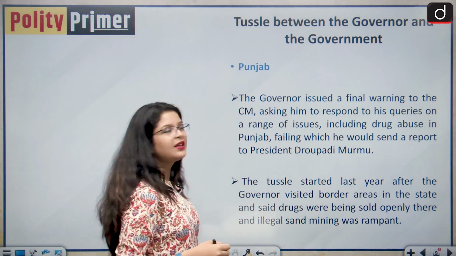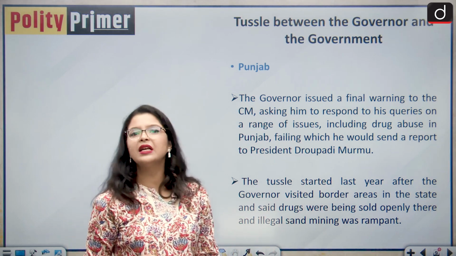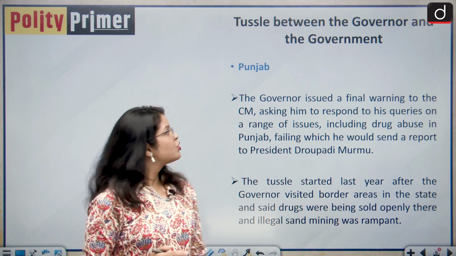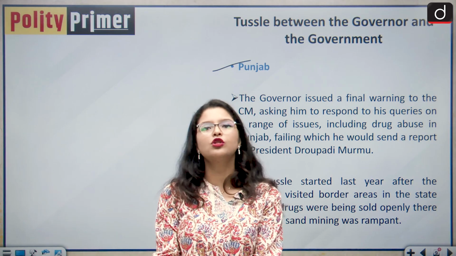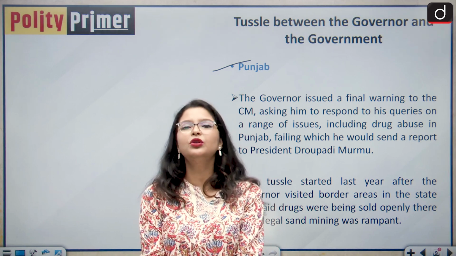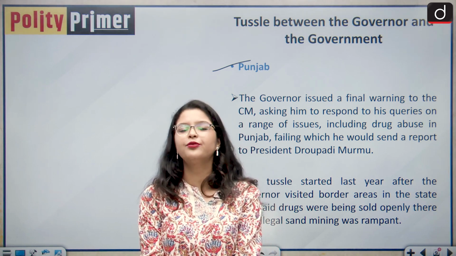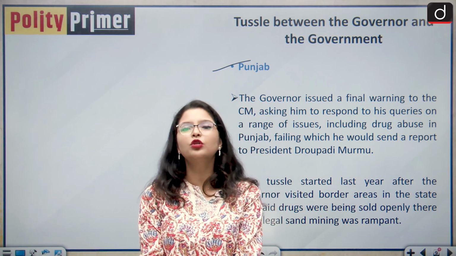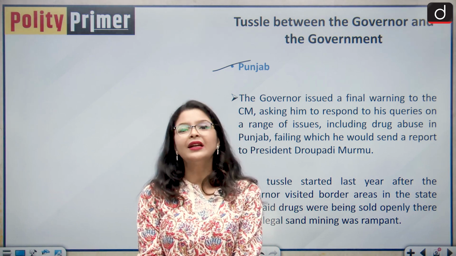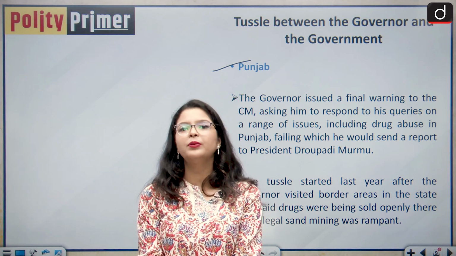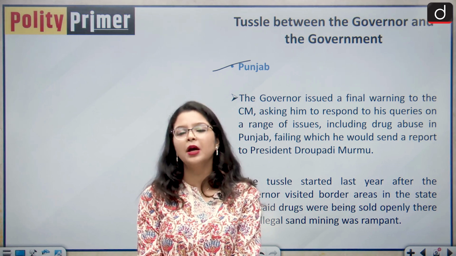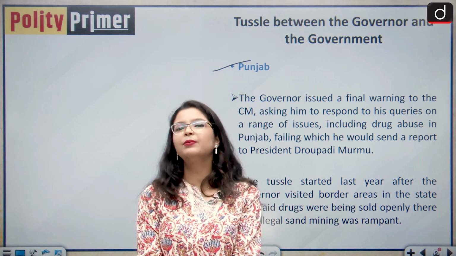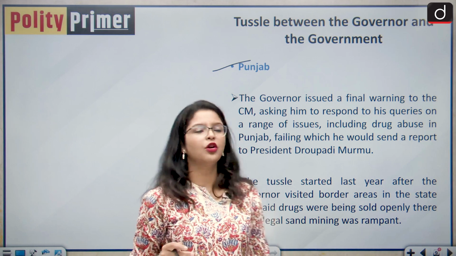Now let us see the tussle between the governor and the government, as I was discussing before also. The first state is Punjab. As I have mentioned before, the governor of Punjab has issued an ultimatum to the chief minister of Punjab, stating that if he does not answer his question, he will write a report to President Draupadi Murmu, and this report will state that Article 356 should be imposed in the state of Punjab, and that the constitutional machinery has failed in the state of Punjab.